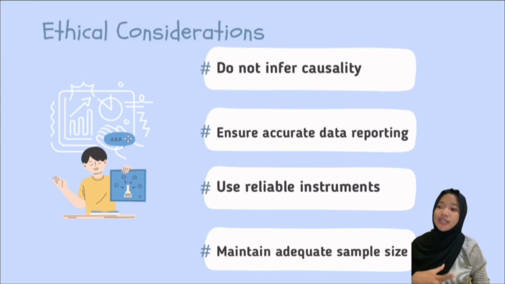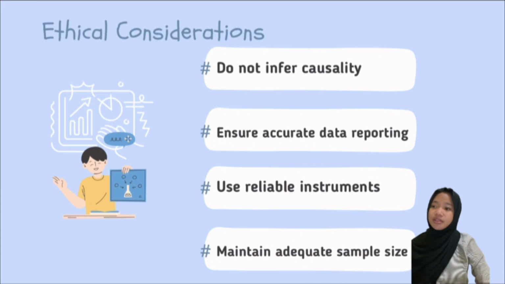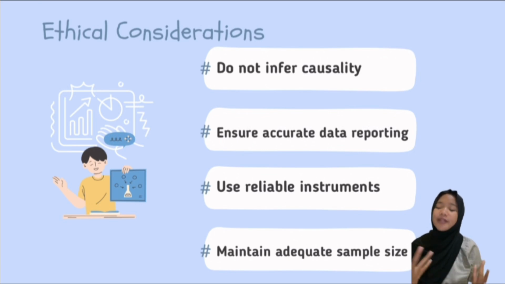This slide is about ethical considerations. When using correlational design, it is critical to avoid inferring causality. Just because two variables are related doesn't mean one causes the other. Researchers must report data honestly, use appropriate statistical methods, and ensure they have an adequate sample size. Typically, 30 participants or more is recommended.